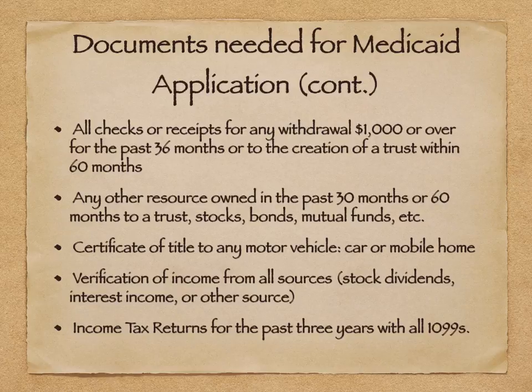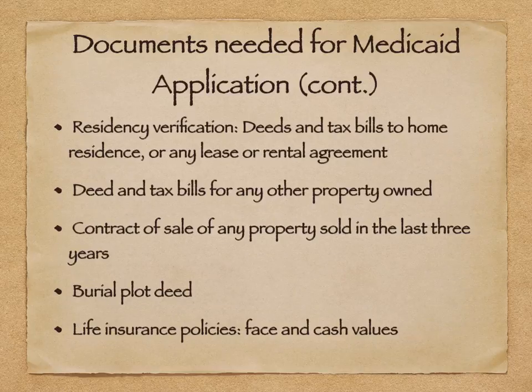Certificate of title to any motor vehicle, including a car or mobile home. Verification of income from all sources: stock dividends, interest income, or other sources. They need a copy of your latest income tax return and for the past 3 years with all the 1099s. Residency verification: deeds and tax bills to home residence or any lease or rental agreement, deed and tax bills for any other property that you may own, contract of sale for any property sold in the last 3 years, a burial plot deed, life insurance policies, including the face and cash values.